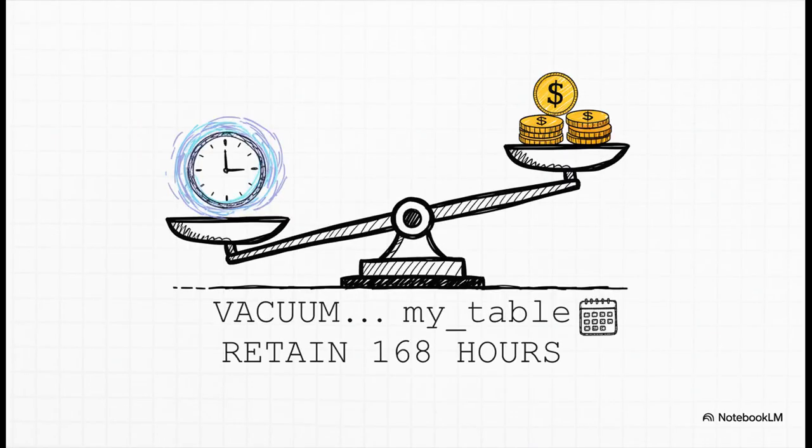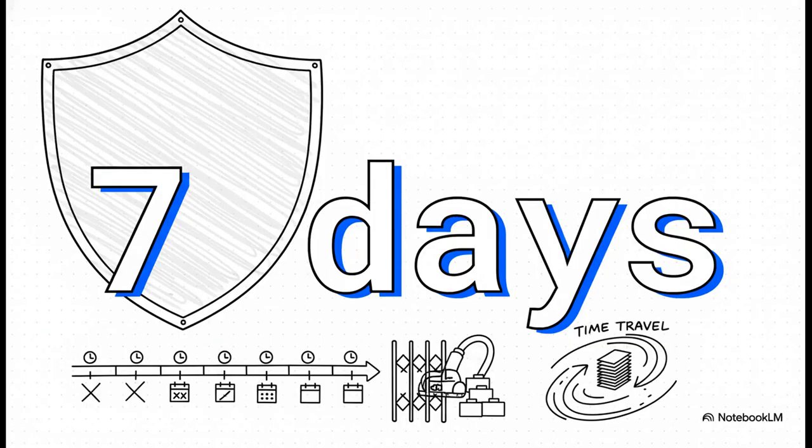And here's what that command looks like. You can tell it exactly how long to keep the old files around, in this case, 168 hours, which is 7 days. This is basically you telling the system, hey, delete any old junk that hasn't been relevant for the past week. It's a great way to balance having that time travel safety net with keeping your storage bill in check. And what's really great is that there's a safety net built right in. By default, the system will not let you vacuum files that are less than 7 days old. This stops you from accidentally shooting yourself in the foot by deleting data that might still be in use or that you might need to recover.